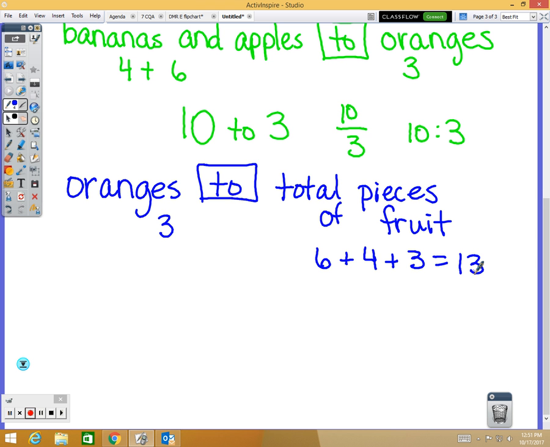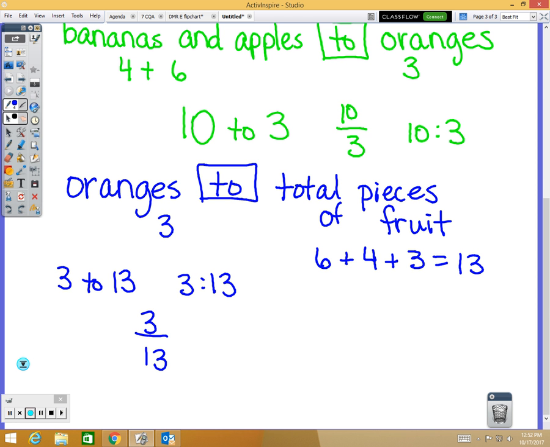So again, we want to write the ratio using all 3 forms. So someone give me one of the forms. Matthew? 3 to 13. Luke? 3 colon 13, good. And 3 over 13. Alright, good. So we feel okay about those, yes?